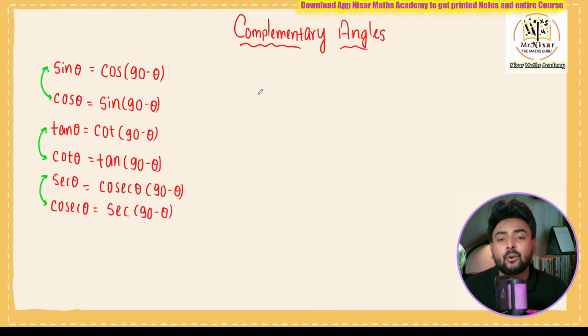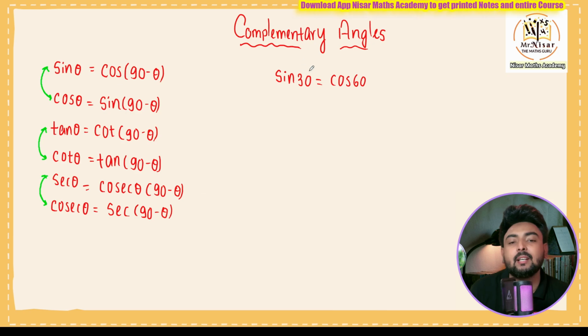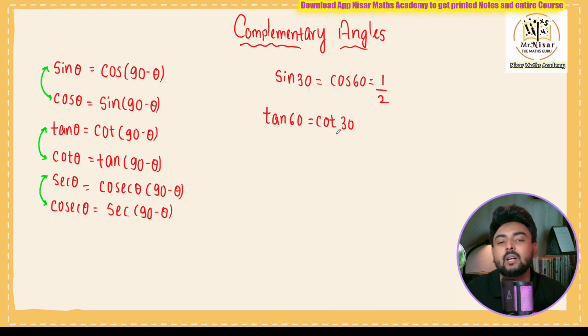For example, if I ask what sine 30 is equivalent to, you can say that sine 30 is equivalent to cos 60, since 90 minus 30 is 60. Sine and cos are complementary, so the value of sine 30 and cos 60 are the same, and it is 1 by 2. In the same way, if I ask what tan 60 is, you can say tan 60 equals cot 30, since 90 minus 60 is 30. So this is the basic concept about complementary angles.